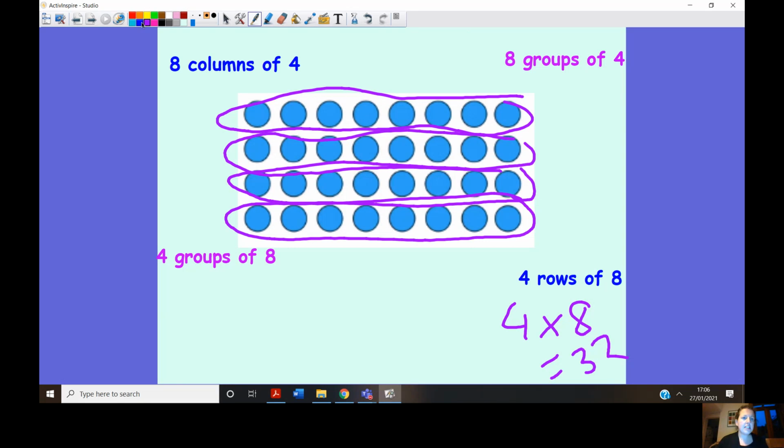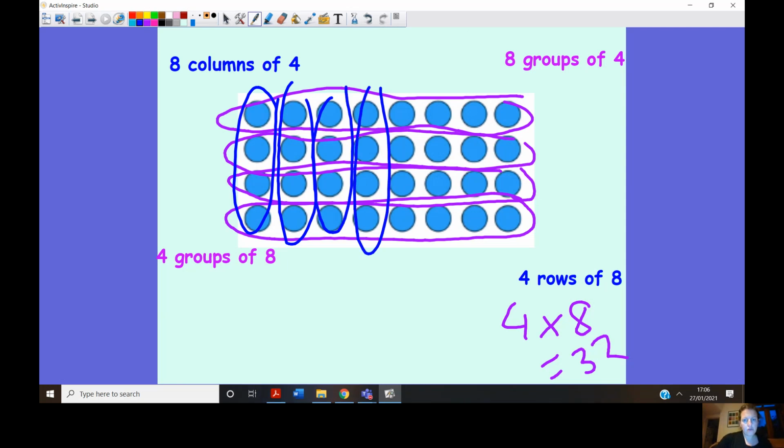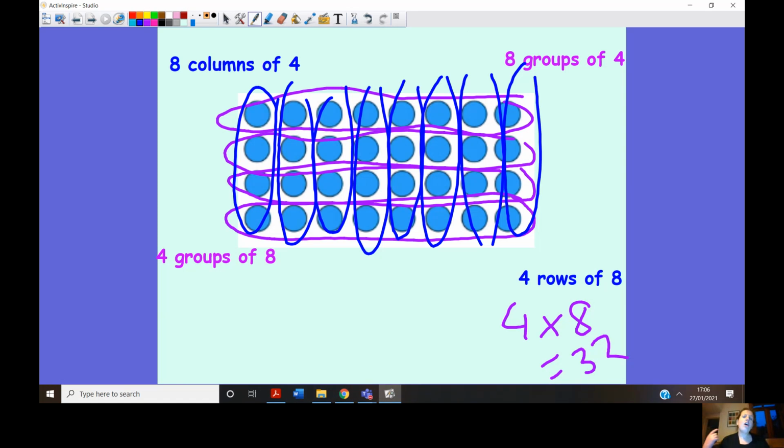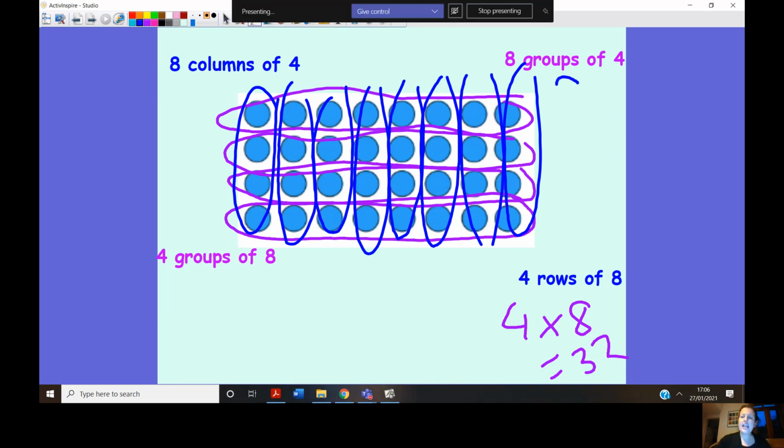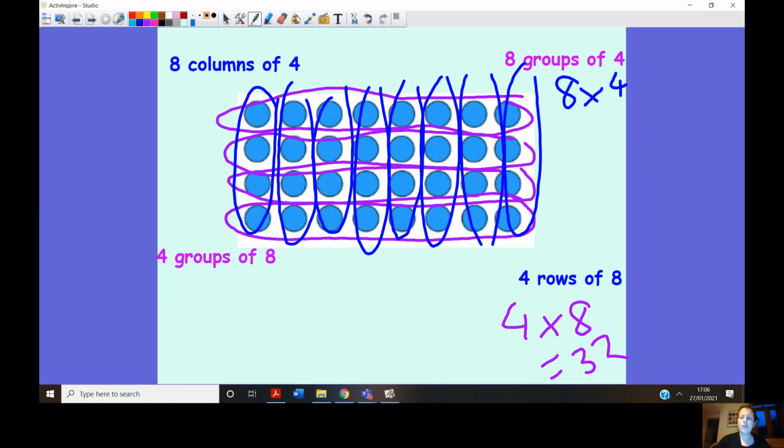Let's look at our columns. 1, 2, 3, 4, 5, 6, 7, 8. 8 groups of 4. Let's do our 4 times table. 4, 8, 12, 16, 20, 24, 28, 32. So 8 groups of 4 equal 32.